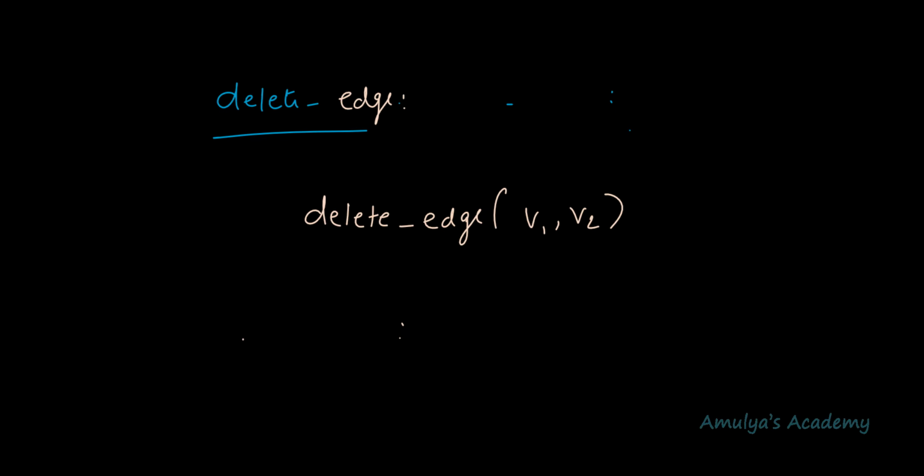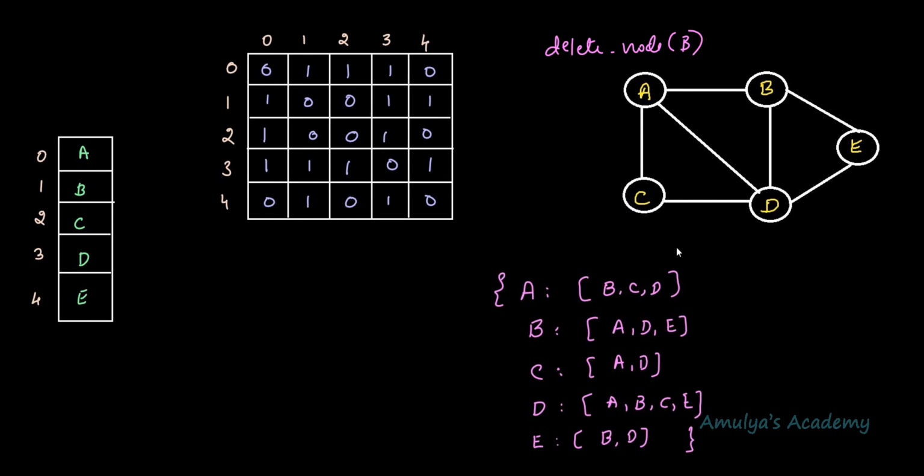So let's see an example. Okay, so if I want to perform delete edge and I want to delete this edge, I'll take C and D. Delete the edge between C and D. Okay, so now here you can see this edge is deleted. This operation simply deletes the edge if that edge is present in the graph. Like this, it will delete this.